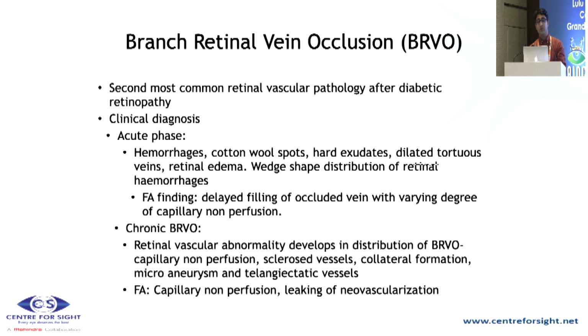And in chronic BRVO, what we see are vascular abnormalities which develop along the distribution of the vein, and there are collateral formation, microaneurysms, and telangiectatic vessels. On FA, there is capillary non-perfusion and leakage from neovascularization.